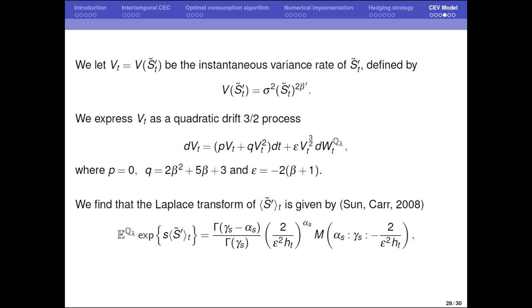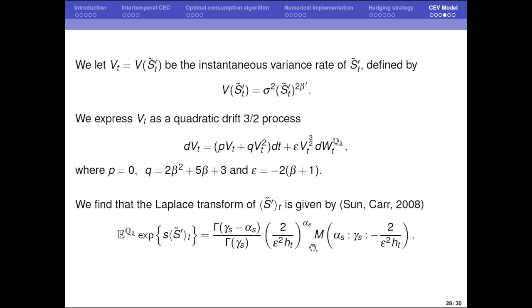And why? Well, in a paper published by Sohn and Carr, they gave a Laplace transform of the quadratic variation of this kind of process. So this is to apply that theorem and have the Laplace transform of what I told you, that is something multiplied by the instantaneous, the quadratic version of the CEV model.